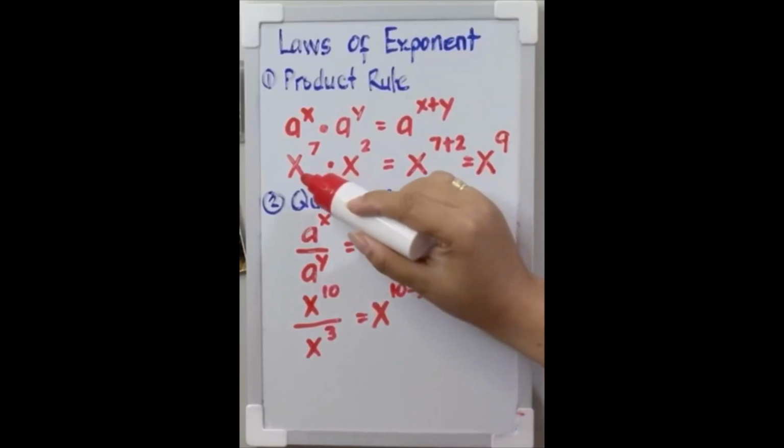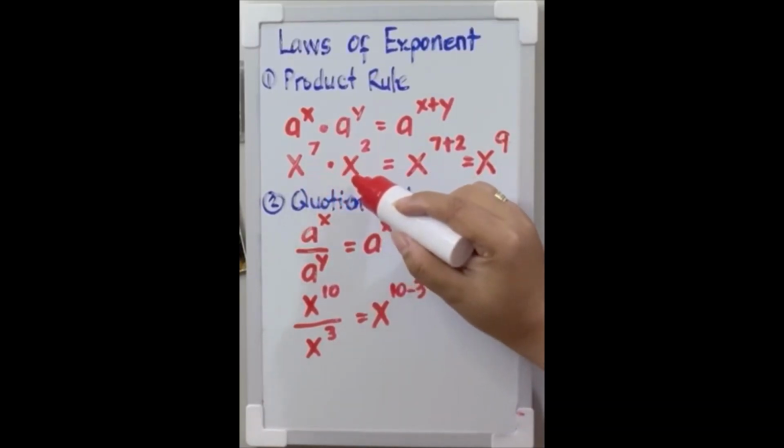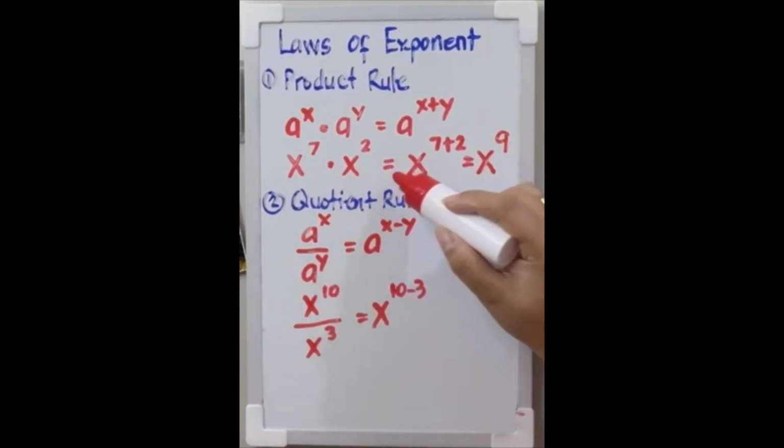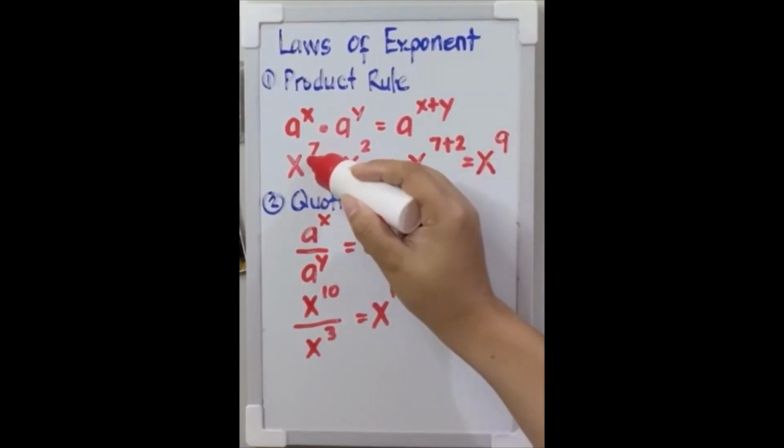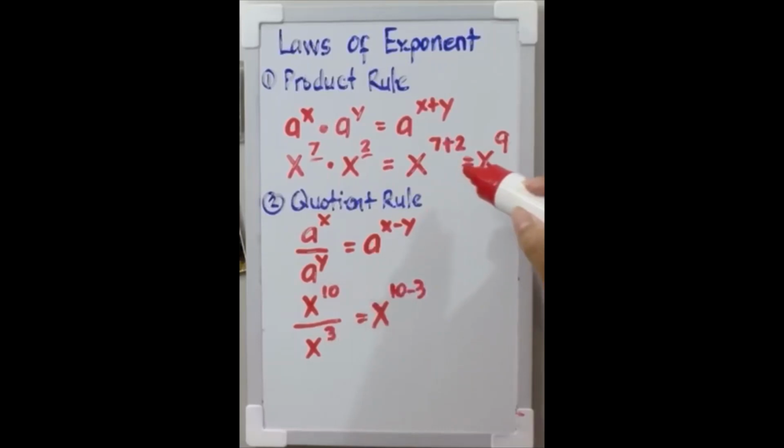For example, we have x raised to 7 times x raised to 2 equals x raised to 7 plus 2. So we're adding these exponents. That gives us x raised to 9. So that's the product rule.